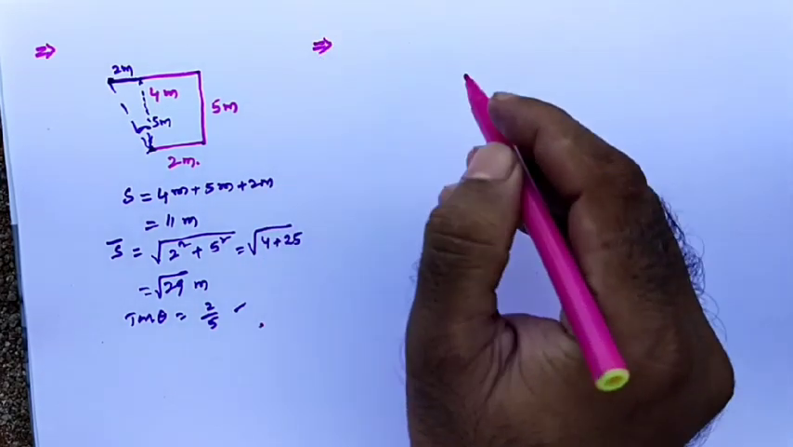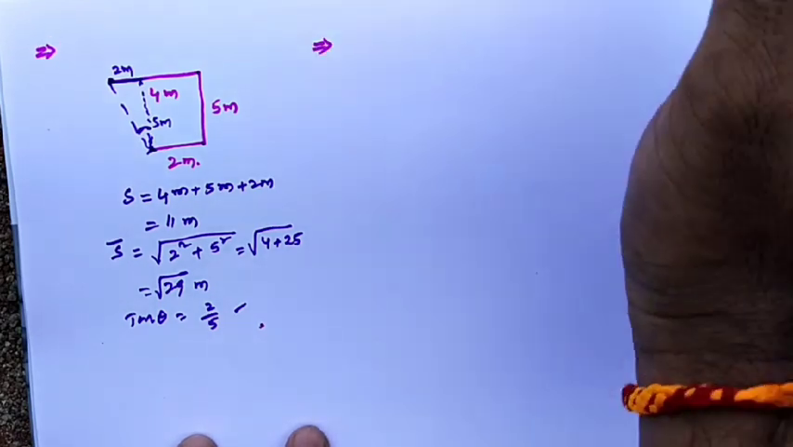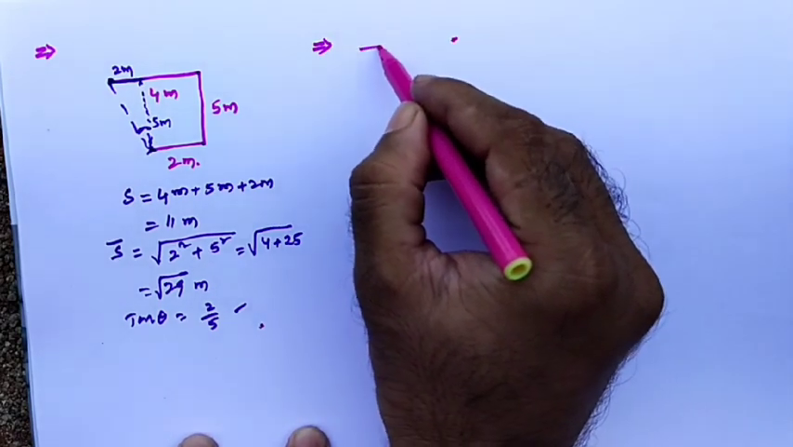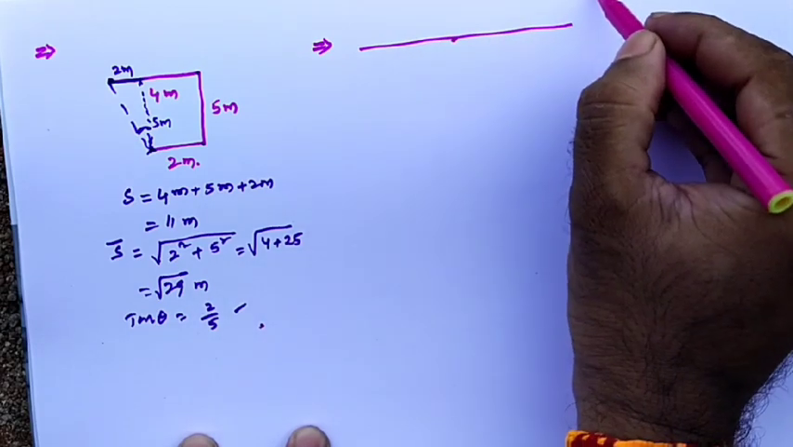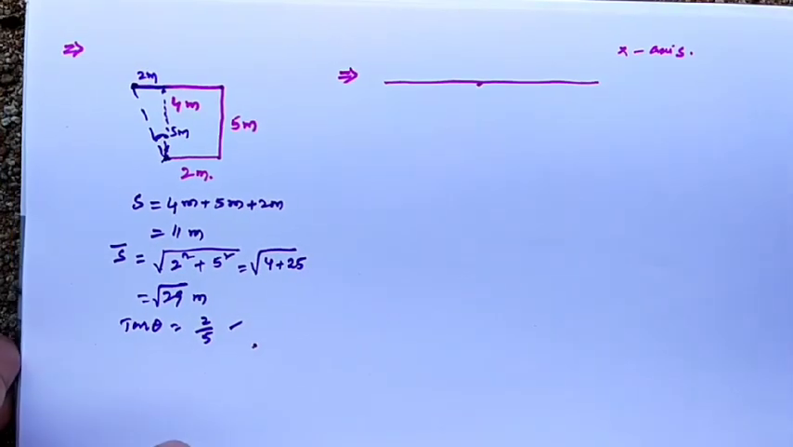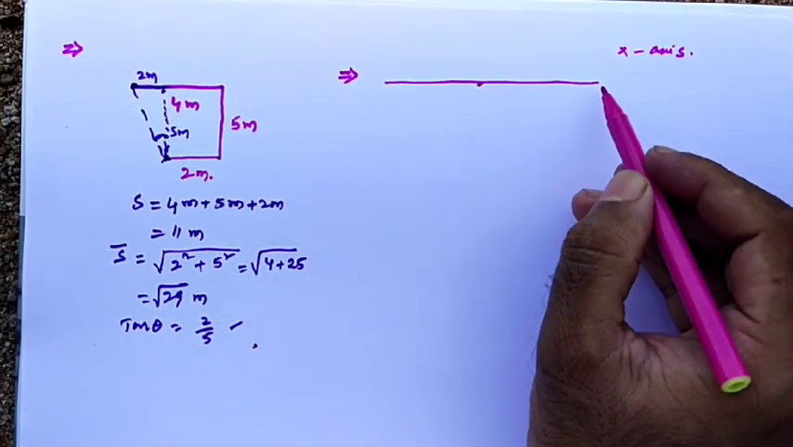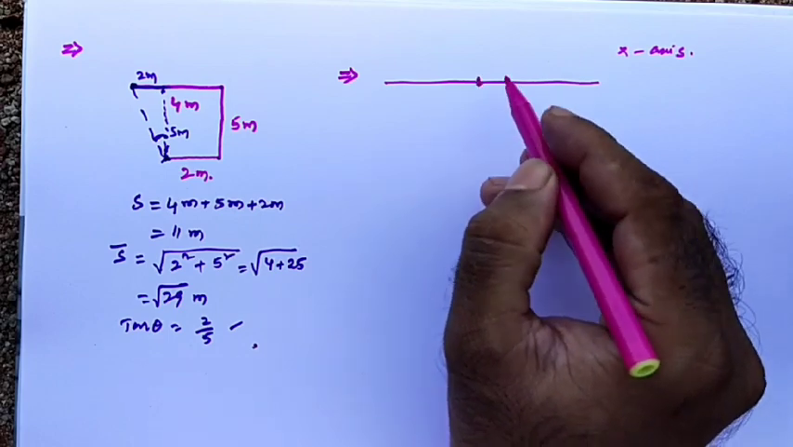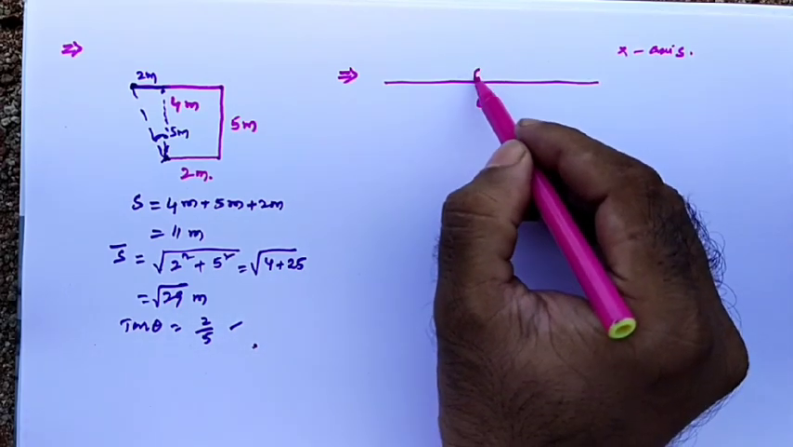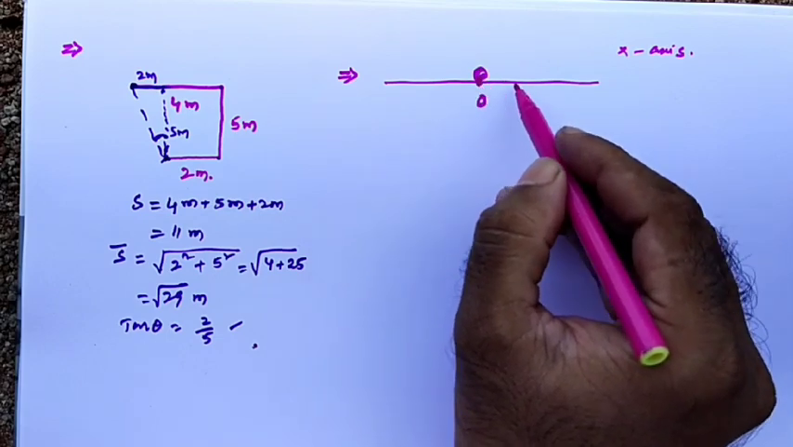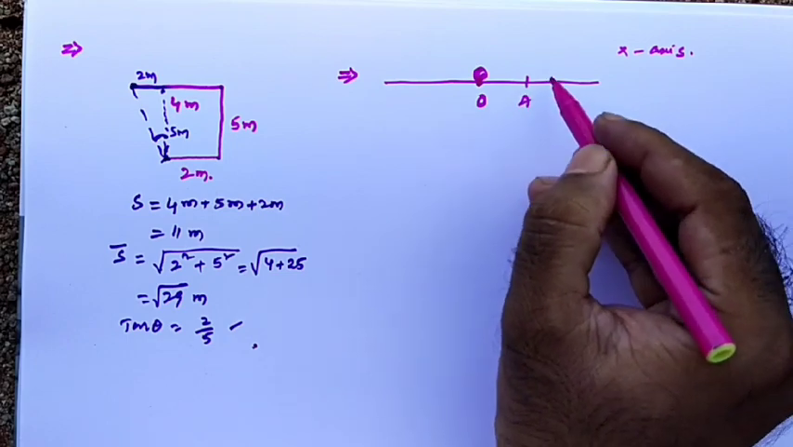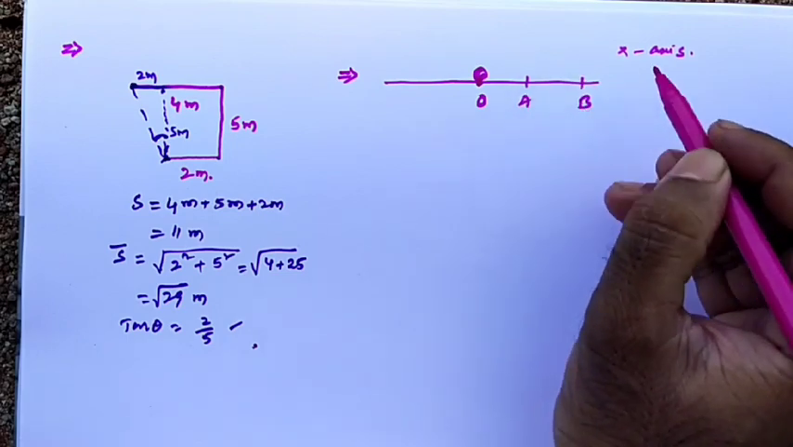Now see here. An object starts from the origin and it is moving on the x-axis. Let us take this as the x-axis. So it is moving on the x-axis, and the object is starting from the origin. This is the object, let us say, moving towards the positive x-axis. So it moves up to point A, later it moves to point B.